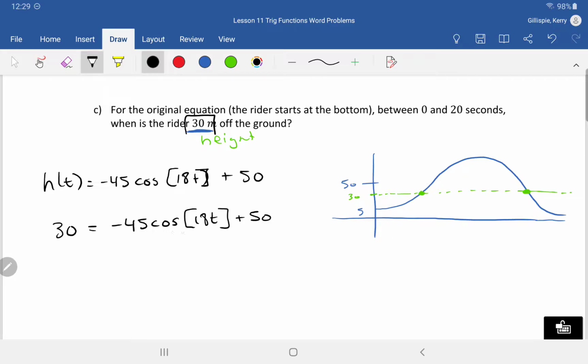So what we want to do is get 18t by itself. We have to do the opposite operations to get rid of things. So the first thing we're going to want to get rid of is the positive 50. Bring it over and subtract 50. You get negative 20.